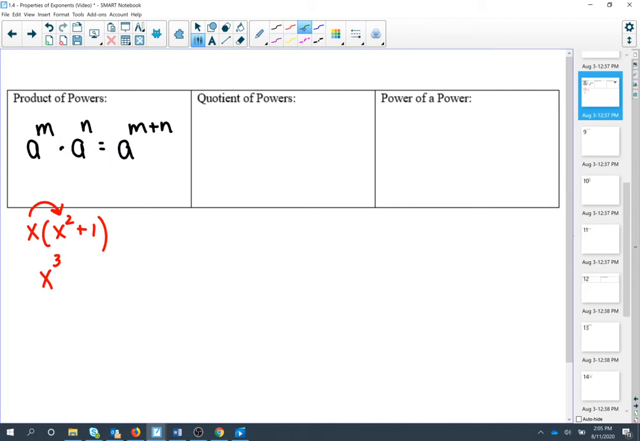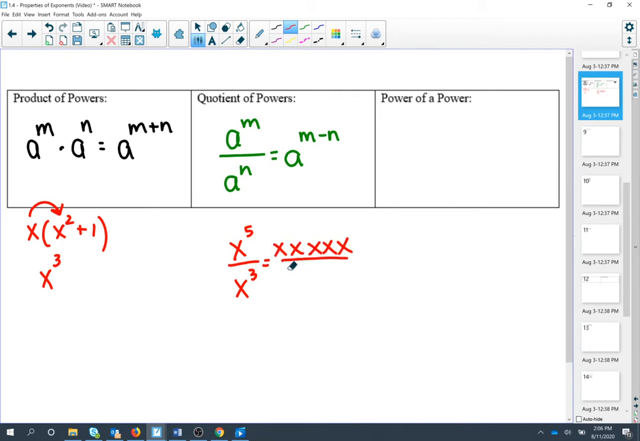Now, quotient of powers, if you have a to the m over a to the n, that's a to the m minus n. What this is really telling you is, let's say we have x to the 5th over x cubed, and typically your teacher would have you write 1, 2, 3, 4, 5 over 1, 2, 3, and then you start crossing things out, which leaves you with x squared. So really all you did was you took the 5 minus 3 and you got x squared.